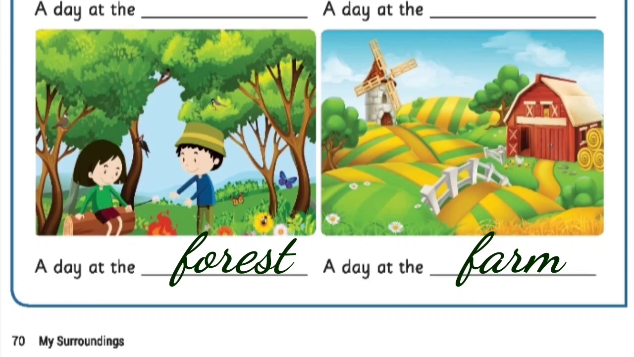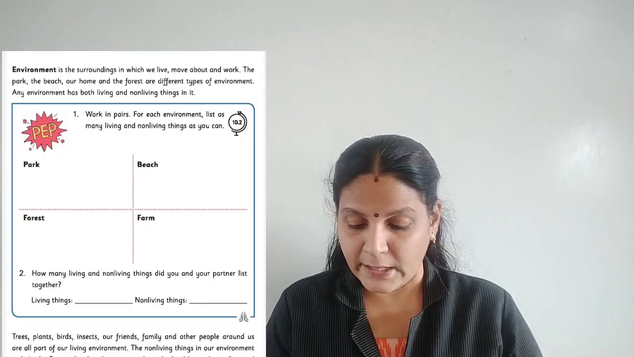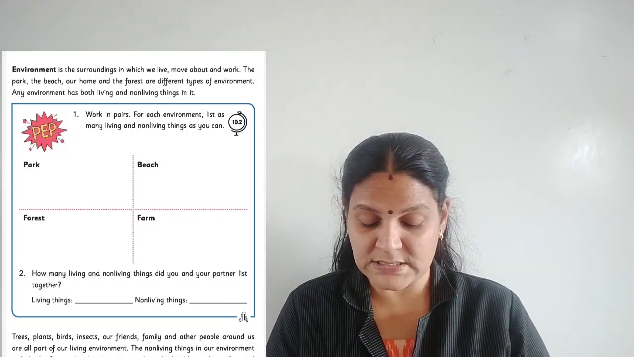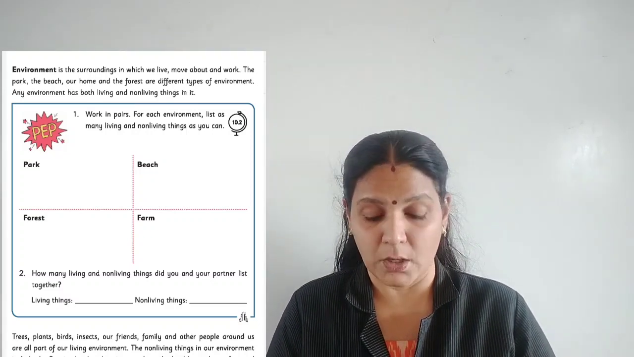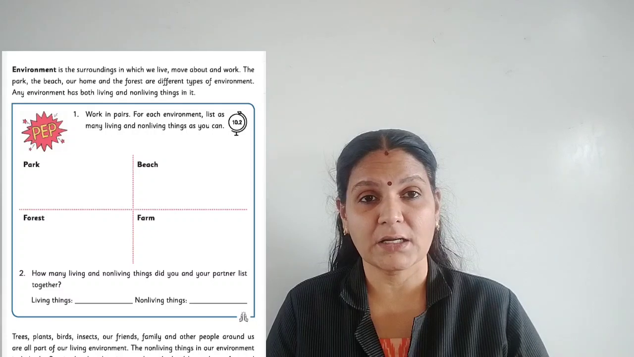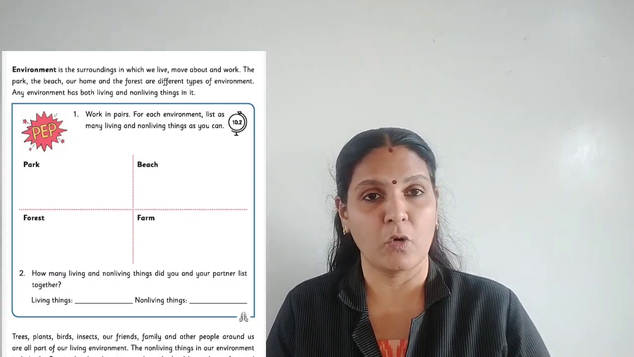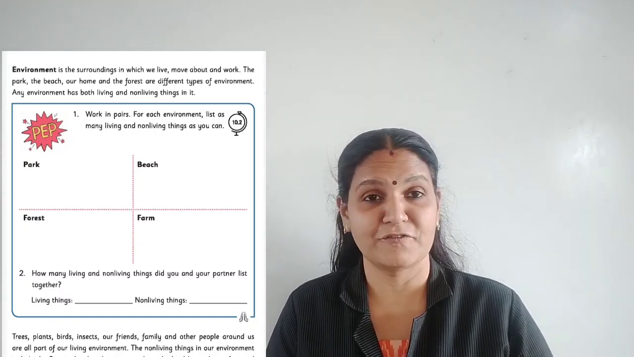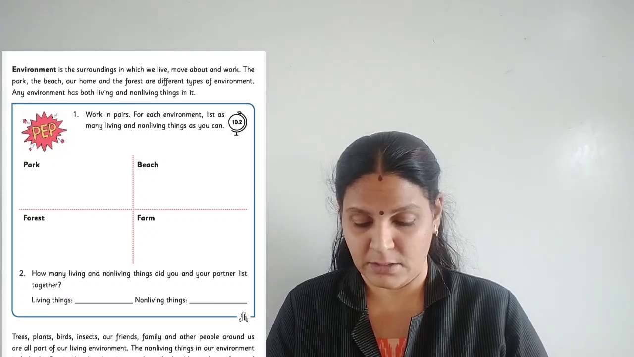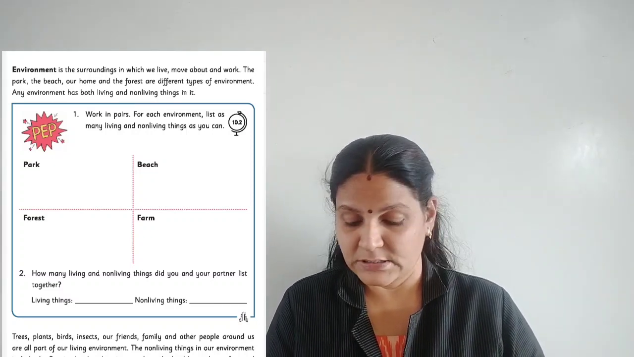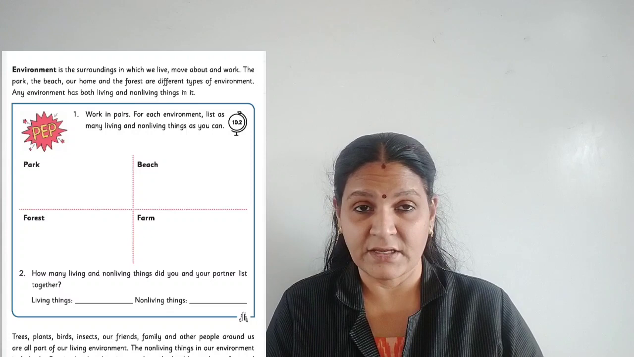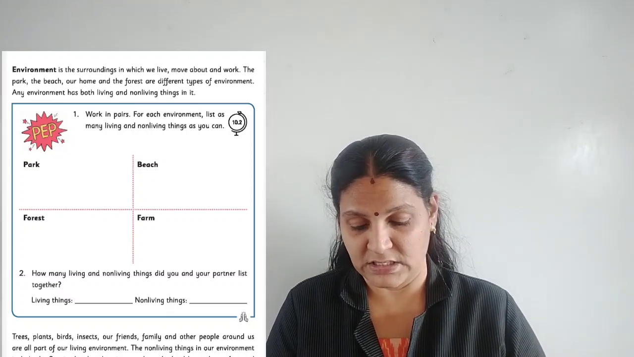Now we will move on to the next page, page number 71. Environment is the surroundings in which we live, move about and work. The park, the beach, our home and the forest are different types of environment. Any environment has both living and non-living things in it.